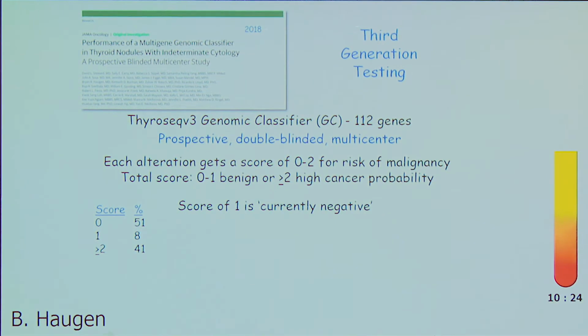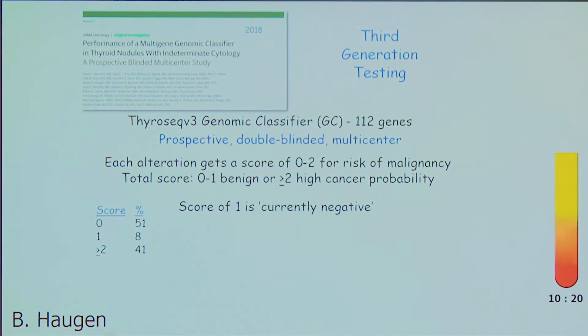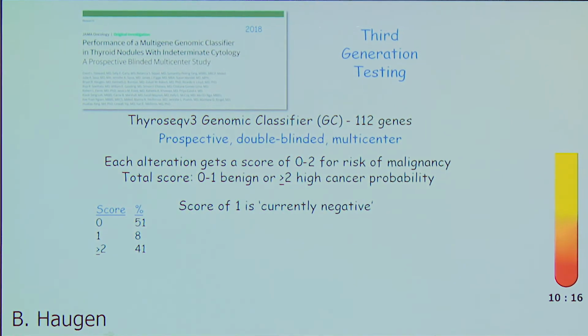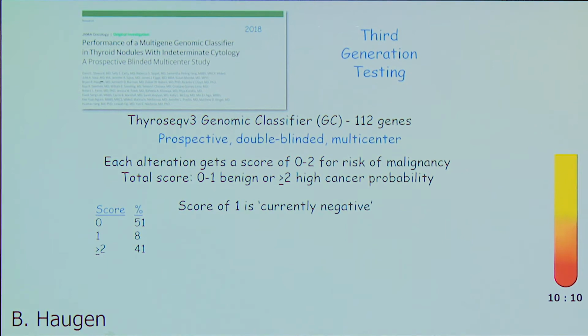And what you'll see in a report is a score of 1 is currently negative. And I guess I'll go off of what Yuri talked about earlier, and I kind of teased Yuri and Marina about this. So if on a Sunday you're negative, and on a Monday you're currently negative, does that mean on a Tuesday you might be malignant? So we're still struggling with this. How do we deal with currently negative?